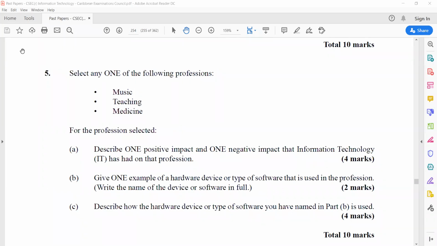Now remember, one thing to highlight about this question is there was a need to select one of the professions, right? So remember to pay attention to the question, what is being asked, and the marks allocated to it. So you know how much information to include. All right, any questions on that? Everybody okay?